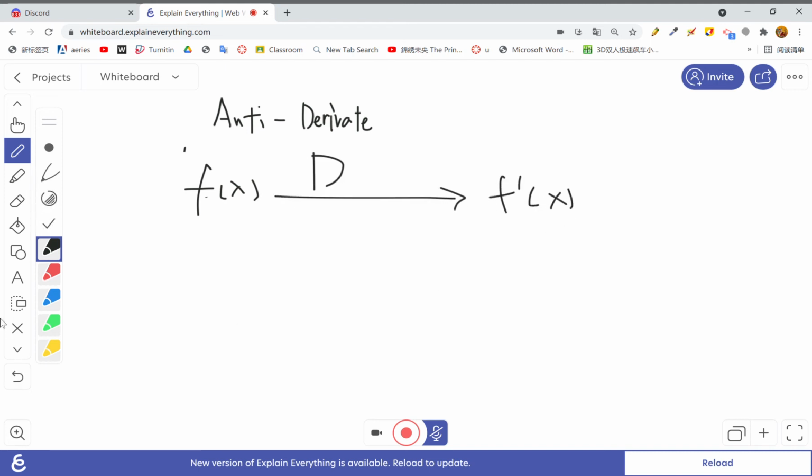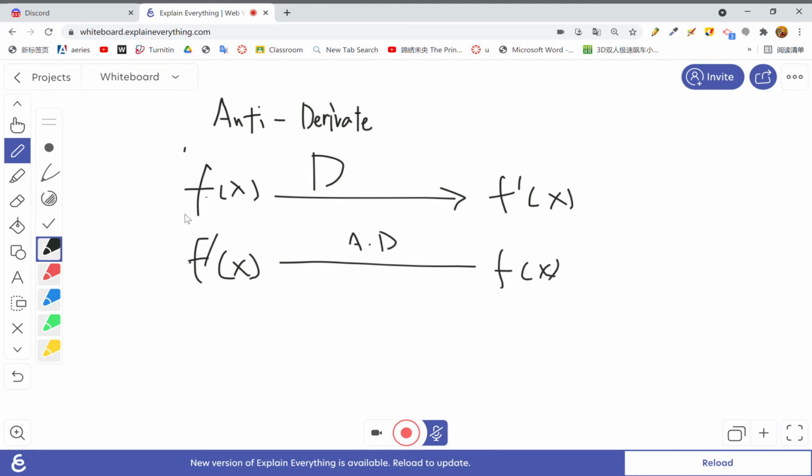If we want to take some antiderivative of something, we take the antiderivative of that derivative, and we're going to find the original function that you took the derivative from, which means we can say that the antiderivative of this is basically equal to f of x.